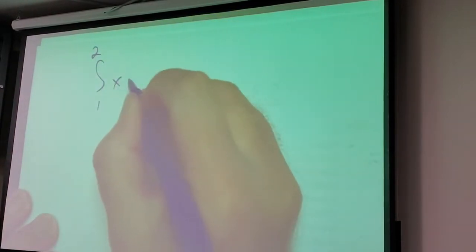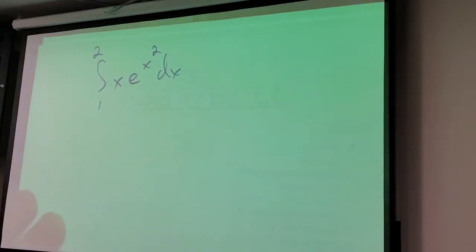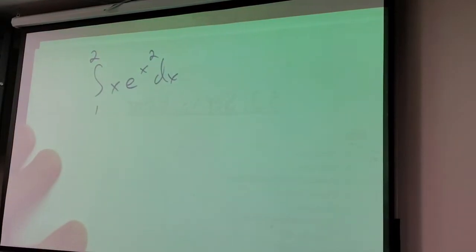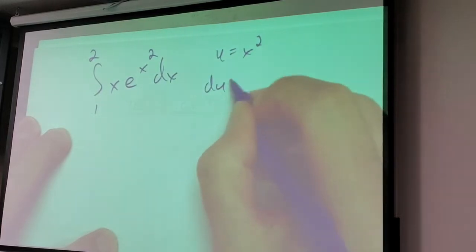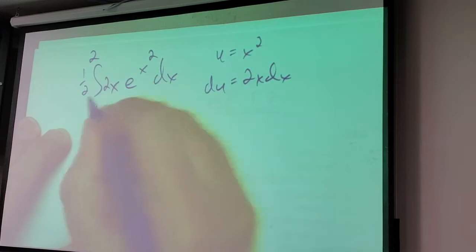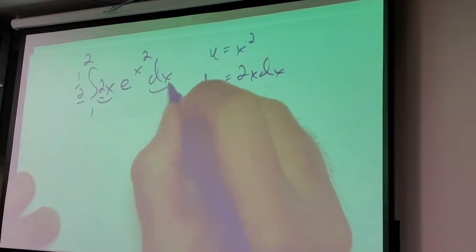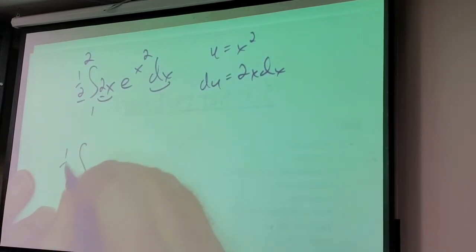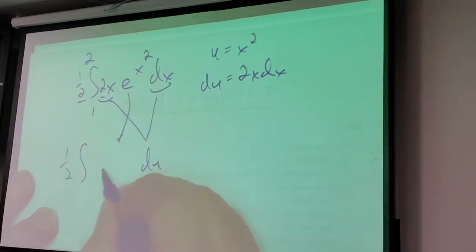If I had, I don't care, let's say this. Right, this one should be pretty simple, right? What would you let u equal? X squared, then du is 2x dx, so I need a 2x here, right? So now I've got the parts to create my du. And then this, of course, will be e to the u.